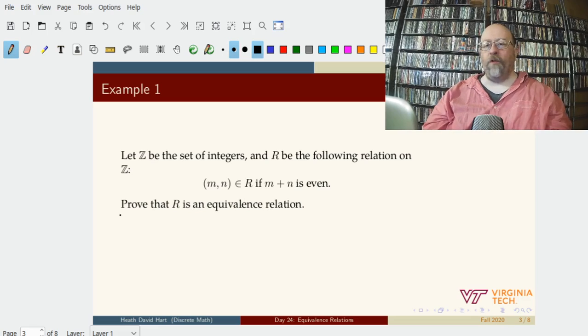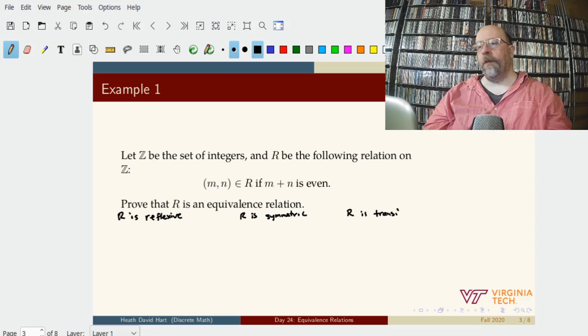So we have to prove that R is reflexive, that R is symmetric, and that R is transitive. Well, let's do them in order. Reflexive uses one element. Symmetric uses two elements. And transitive uses three elements.